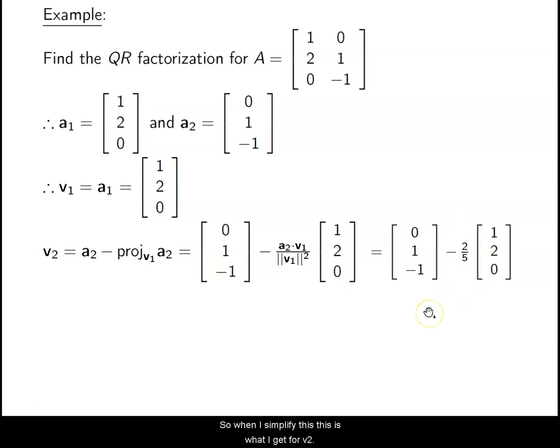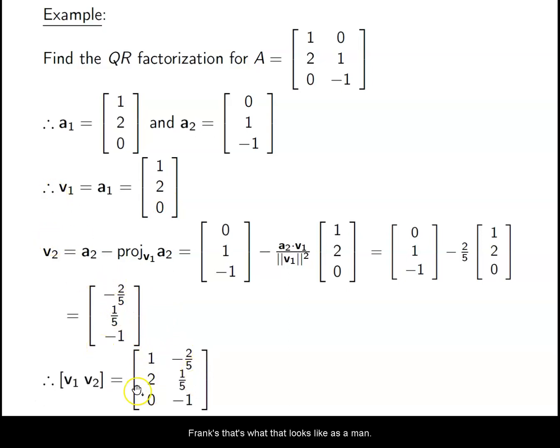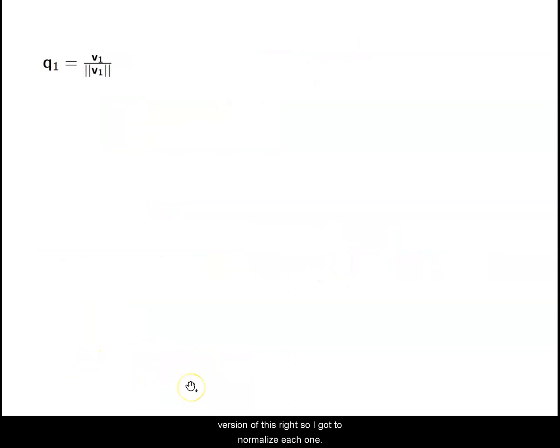Okay, so when I simplify this, this is what I get for V2. Then my set is going to be basically A1 or V1 in this, right? So V1 and V2 is my set of vectors. So that's what that looks like as a matrix. But that's not Q yet, because Q is the normalized version of this, right? So I've got to normalize each one.